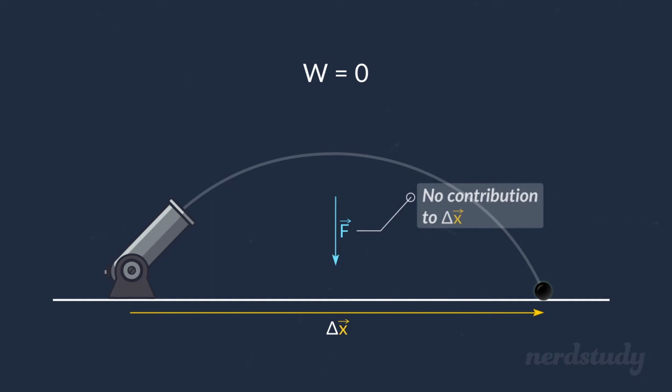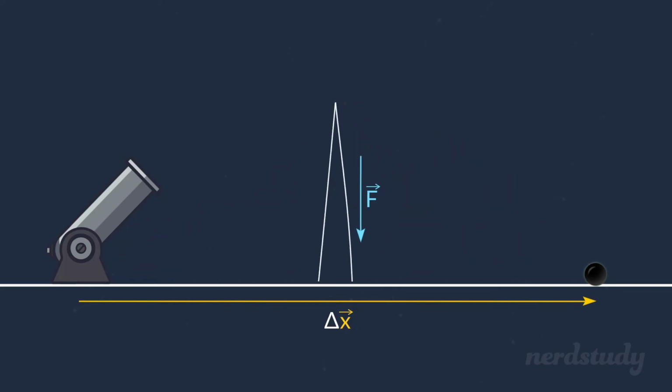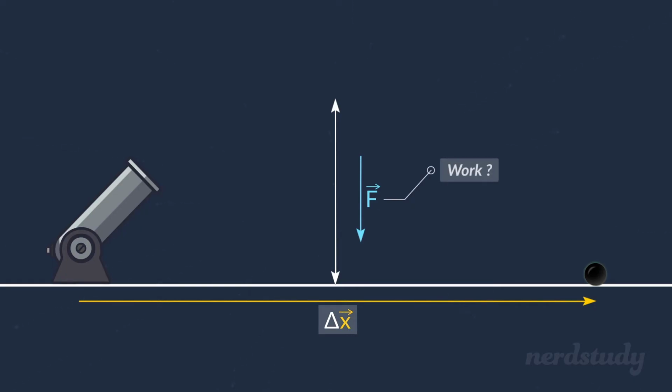Since the force of gravity didn't contribute to the displacement, which was purely horizontal, the work it did is 0. But wait a minute. The cannonball did move vertically at some point, and gravity obviously contributed to the downward motion of the cannonball. So shouldn't we say that gravity did perform some work? Well, the thing is, we're only interested in the displacement of the cannonball. It doesn't matter that the cannonball went up and down.